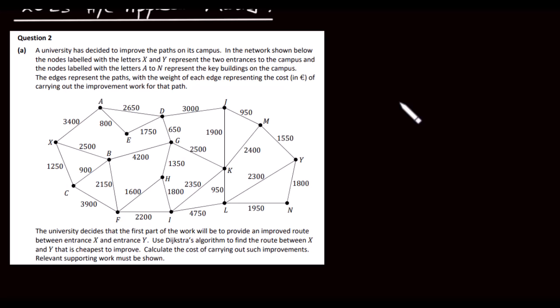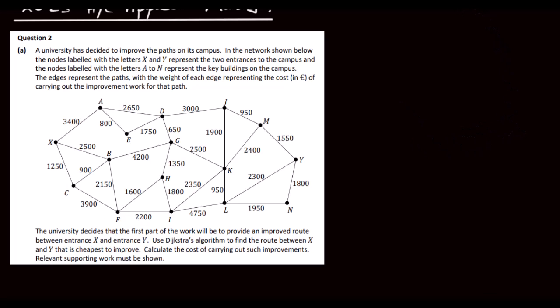The university decides that the first part of the work will be to provide an improved route between entrance X and entrance Y. Use Dijkstra's algorithm to find the route between X and Y that is cheapest to improve. Calculate the cost of carrying out such improvements. Relevant supporting work must be shown.